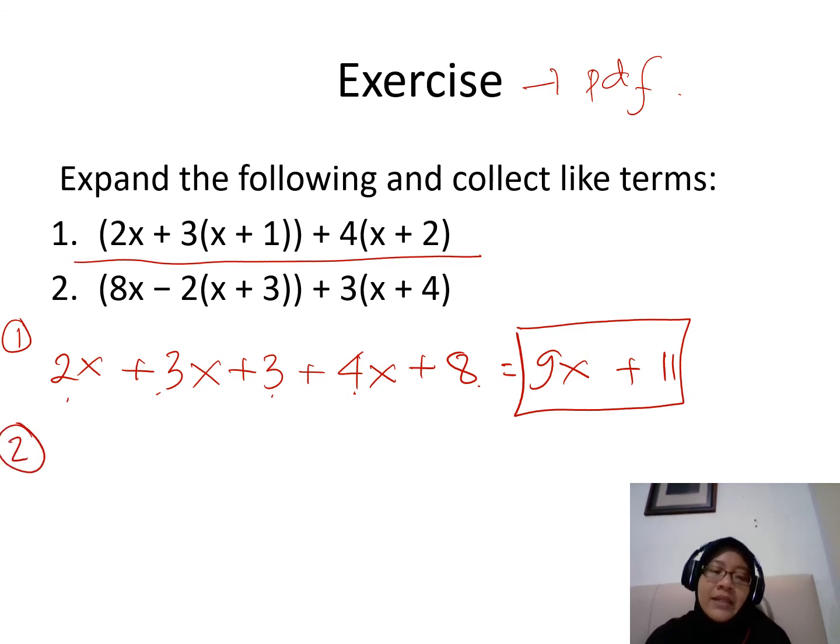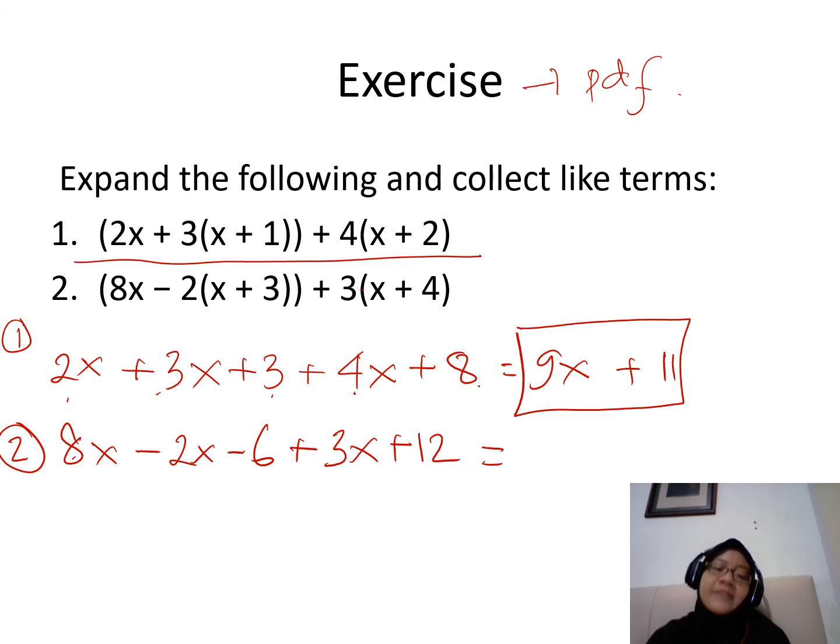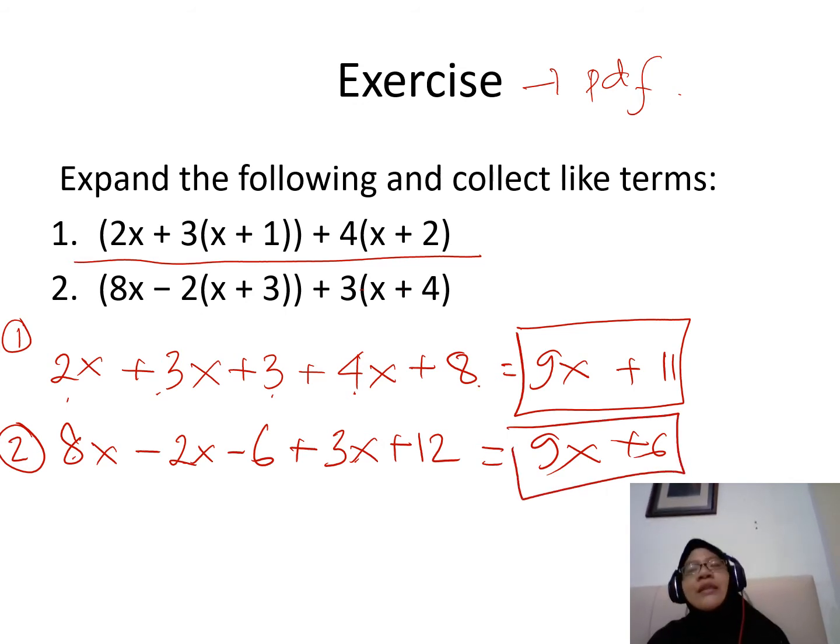And the second one, 8x minus 2(x minus 3), minus 6, plus 3x plus 12. So how much is it? 8 minus 2 is 6, plus 3, 9x. Minus 6 plus 12 is plus 6. See, we can have this one. So the algebra is quite easy for you, I think.